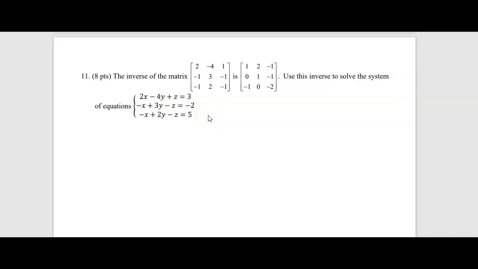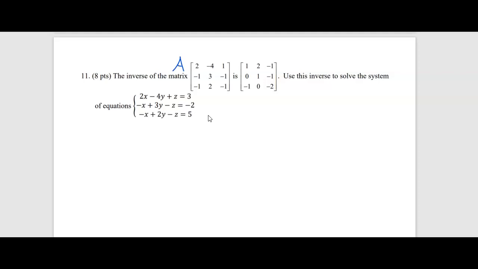The inverse of this matrix is given. Use this inverse to solve the system of equations. So notice the coefficients: 2x, 2, negative 4y, negative 4, 1z, 1. This first matrix is the coefficient matrix. So we can write this.